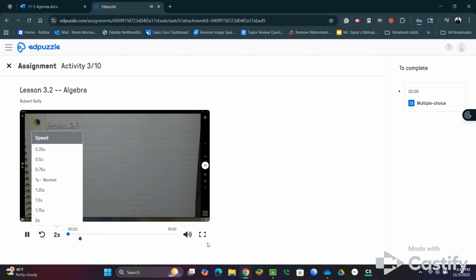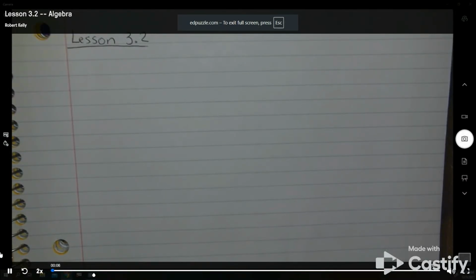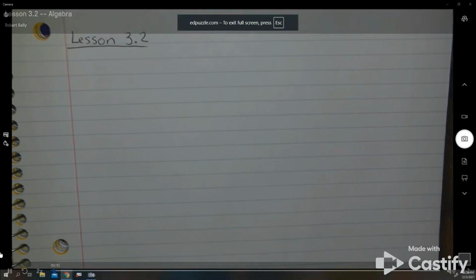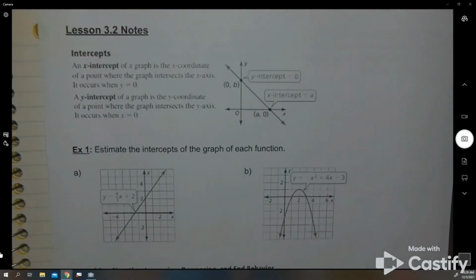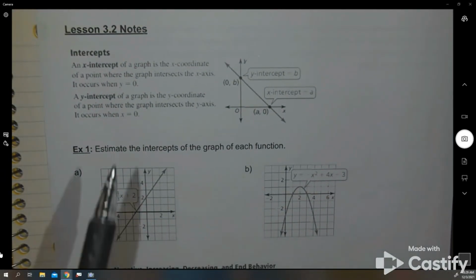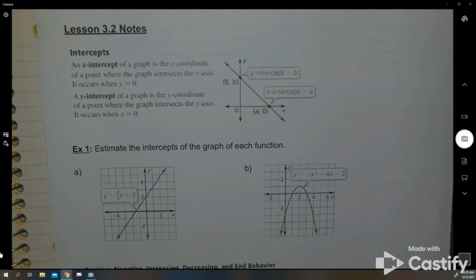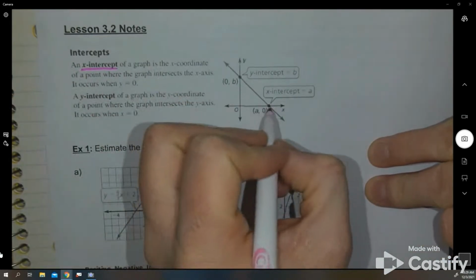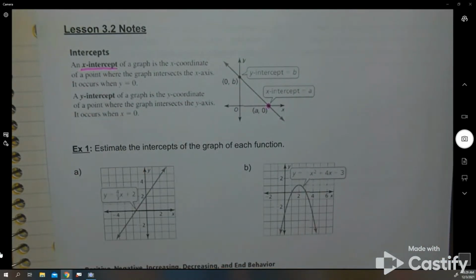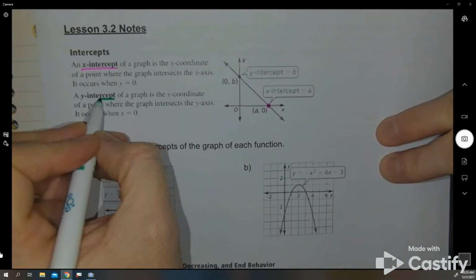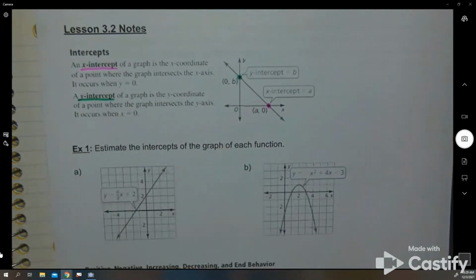This is lesson 3.2. In lesson 3.2, we're going to be talking a little bit about x and y intercepts. And intercepts just mean they are the spot where the line from your function touches the axis. So for example, the x-intercept is the spot on the graph where your line touches the x-axis. So right there for the x-intercept. And then for your y-intercept, it's the spot on the graph where the line touches the y-axis.